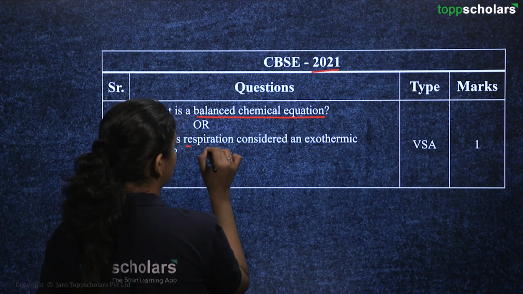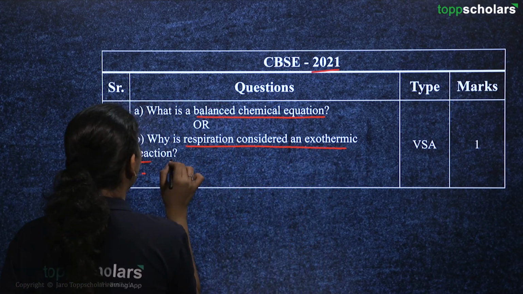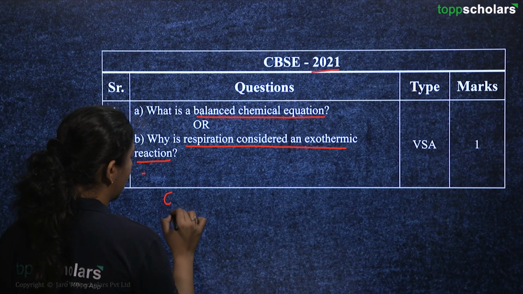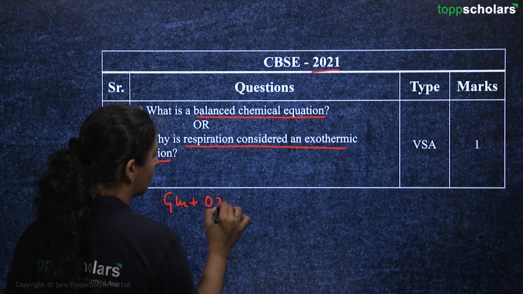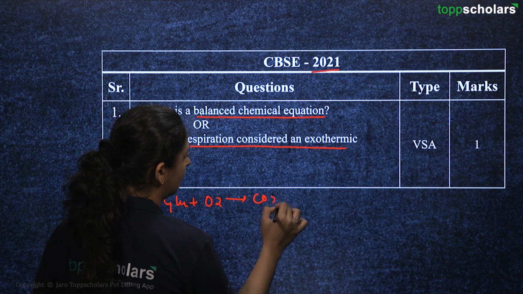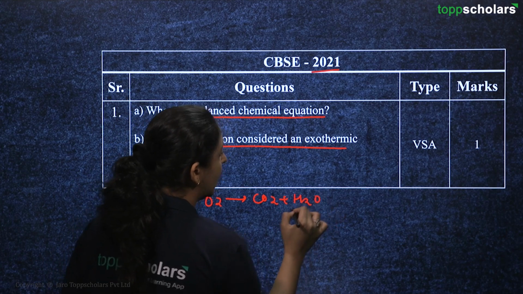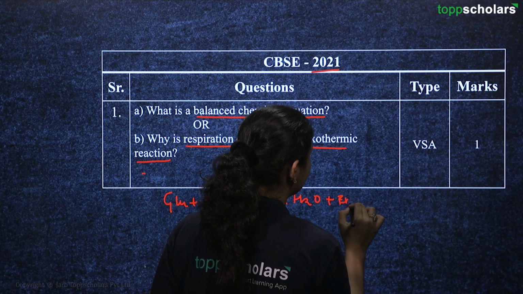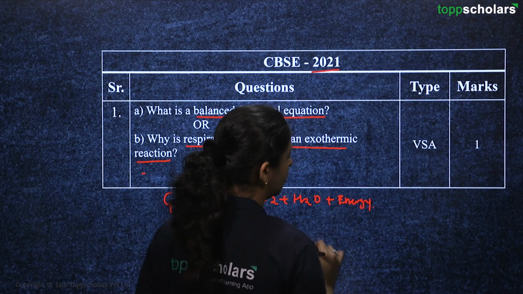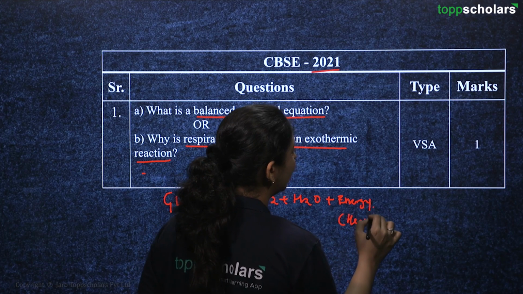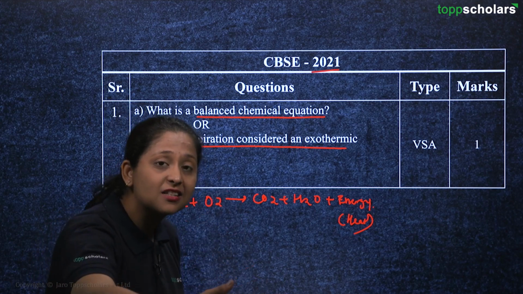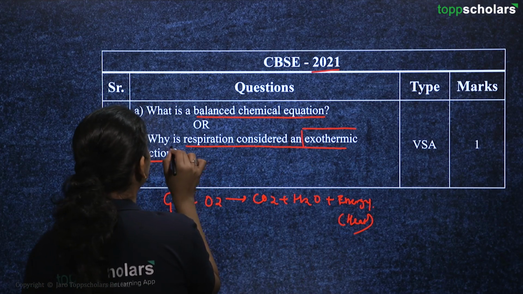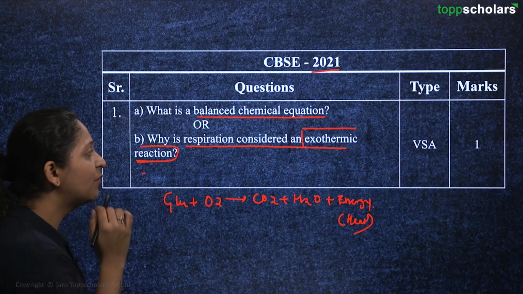Or, the other question is, why is respiration considered an exothermic reaction? So, what is the respiration reaction? Intracellular respiration reaction, you have glucose along with oxygen producing carbon dioxide and water. In this process, students, we are also producing some amount of energy. This energy which is produced, children, is released in the form of heat. As heat is being expelled during this reaction, we call this reaction an exothermic reaction. That's it. That's all you have to explain in this question.